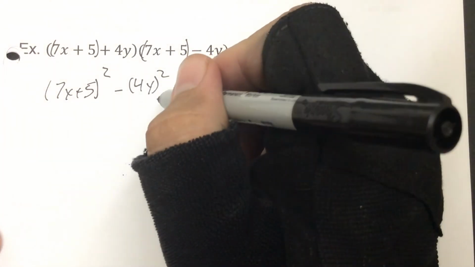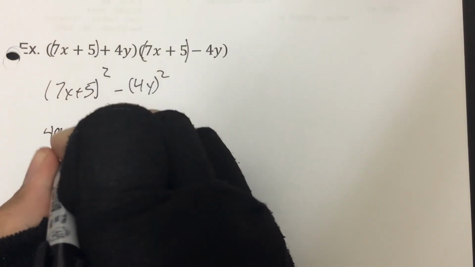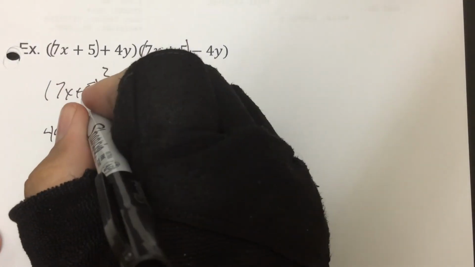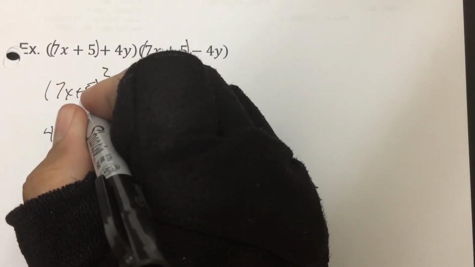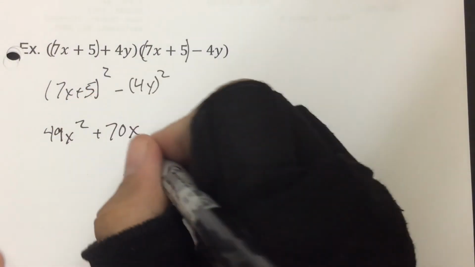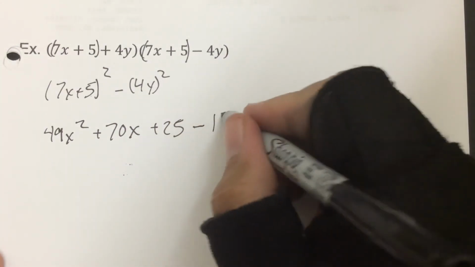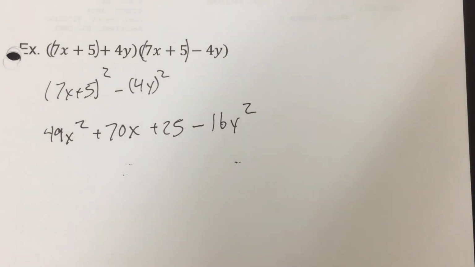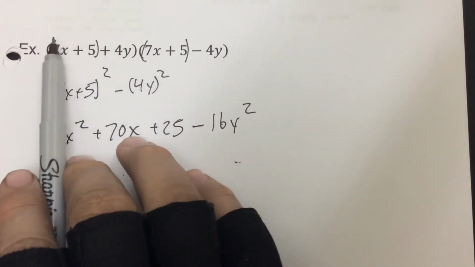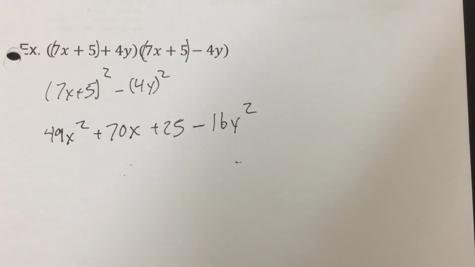So if we square this, 7x and 7x will make 49x squared. 7x times 5 would be 35x, then we double it, so plus 70x. And then 5 times 5 would be plus 25. The back part, minus 4y squared, would be 16y squared. So if you use the special formulas, you could really do it in 2 steps versus going through and distributing, okay, 7x times 7x, 7x times 5, 7x times 4y, and then going to the 5 and distributing it, then the 4y and distributing it, and then putting it all together.